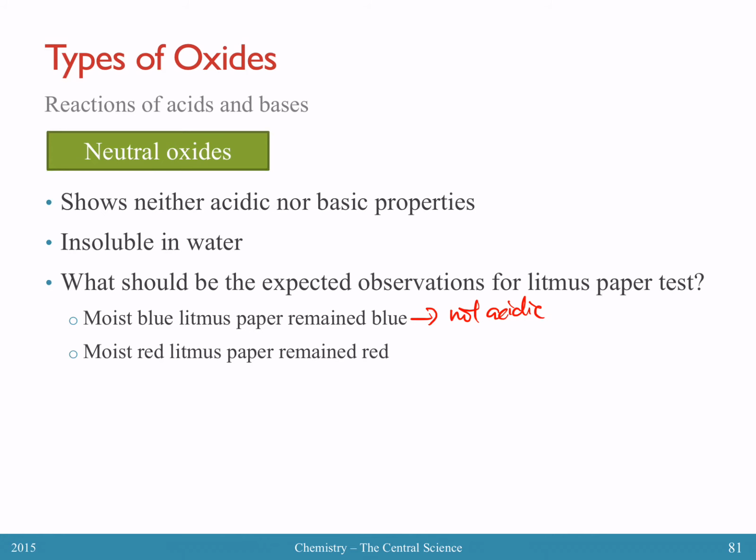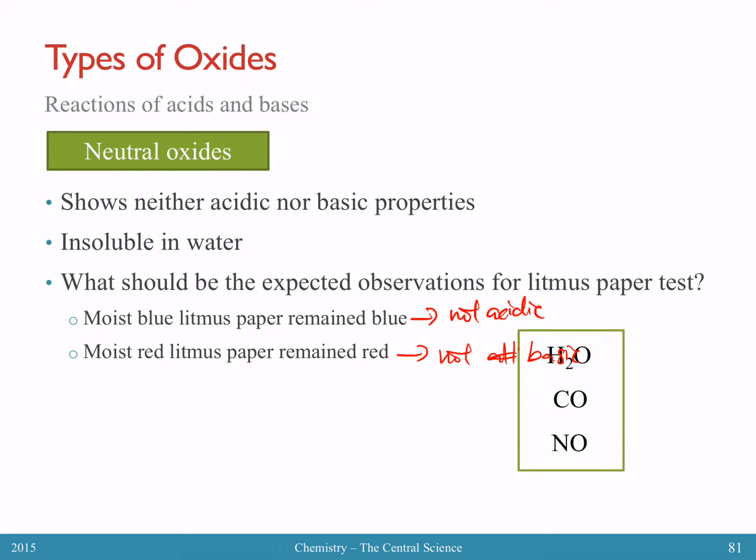The moist red litmus paper should remain red, telling me that it is not alkaline, not basic, sorry. Okay, so again, the three examples you need to know are H2O, CO, and NO. These are neither acidic nor basic. They will not react with acids or alkali.